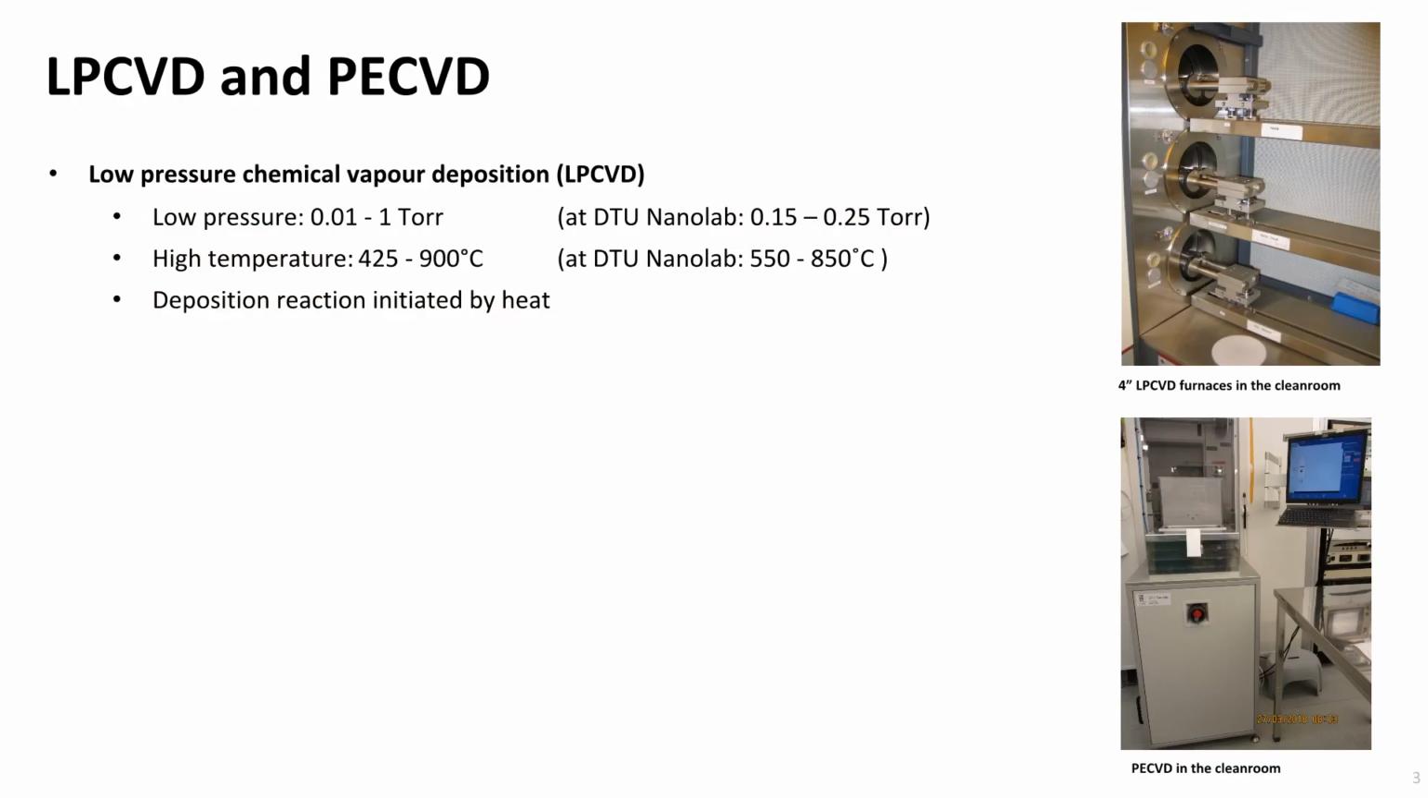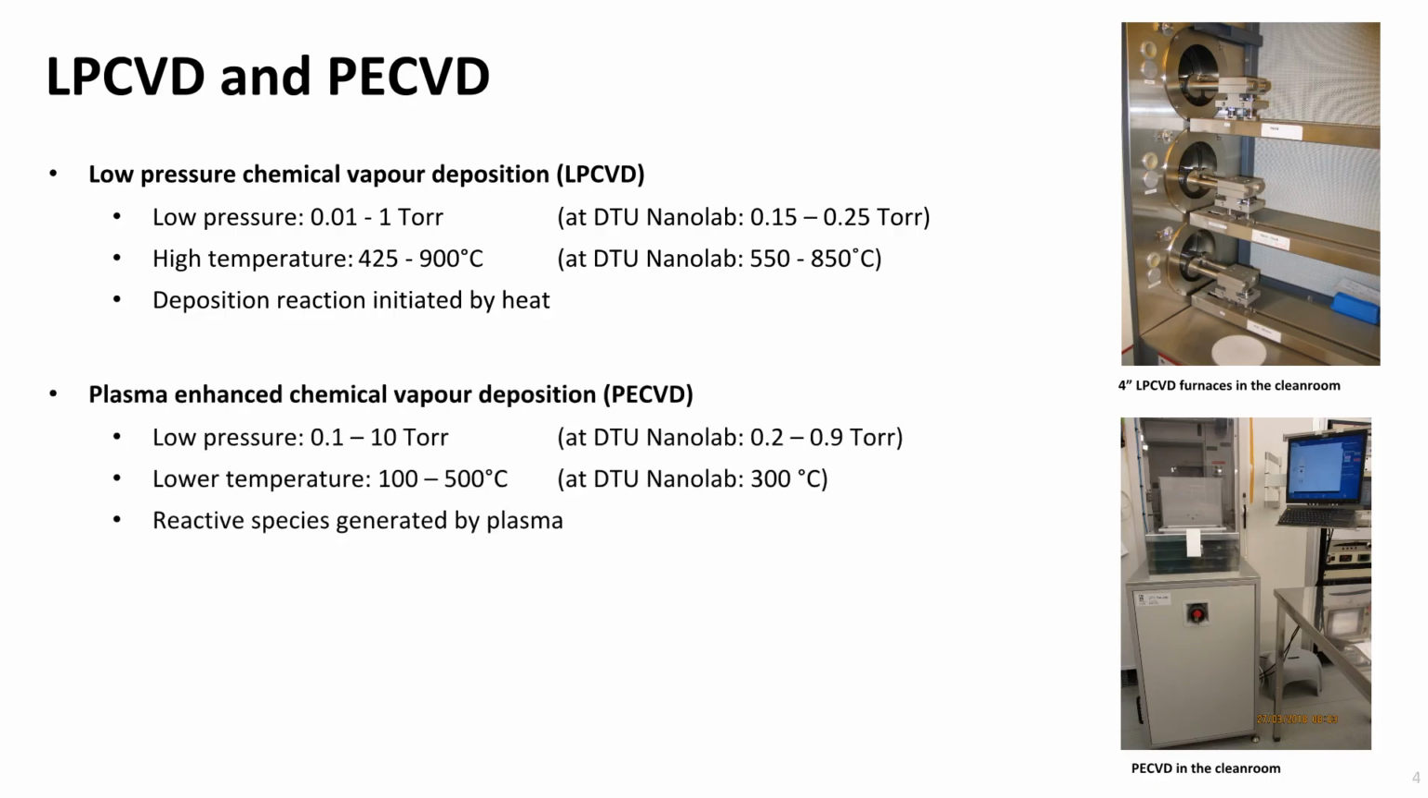Low-pressure chemical vapor deposition is a variation of the standard CVD process. Depositions take place in a horizontal tube furnace that operates at reduced pressures, typically between 0.01 and 1 torr. Heat is used to initiate the chemical reaction at the surface, which forms the deposited solid film. The process temperature is usually between 425 to 900 degrees. The low pressure reduces unwanted gas phase reactions and ensures the uniformity across the substrate.